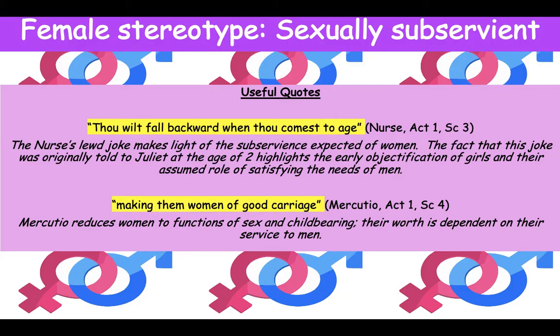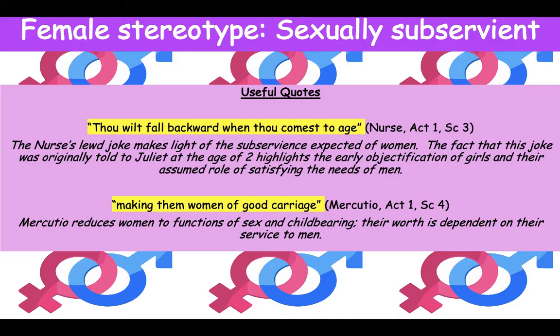The nurse in Act 1, Scene 3 is recalling a joke that her husband said about Juliet when she fell over and fell on her front. She would have been about 2 years old, because she says this was about 11 years ago, and we know that Juliet is 13. And she says, "Thou wilt fall backward when thou comest to age." In other words, you'll learn to fall on your back. She's being really lewd here, and her husband was at the time speaking to a 2-year-old, basically saying when you're older you'll learn to fall on your back, in other words, please a man.